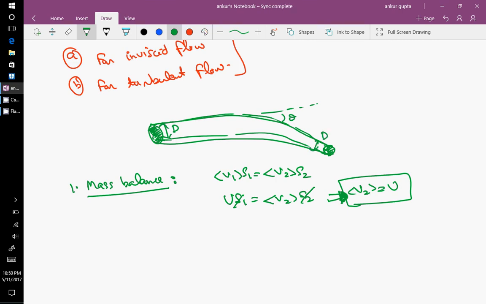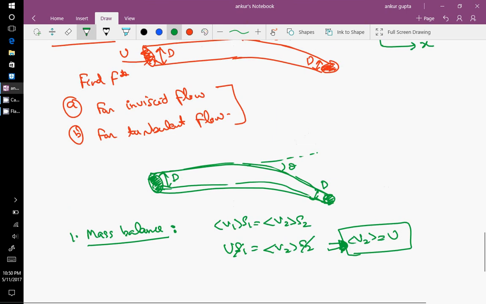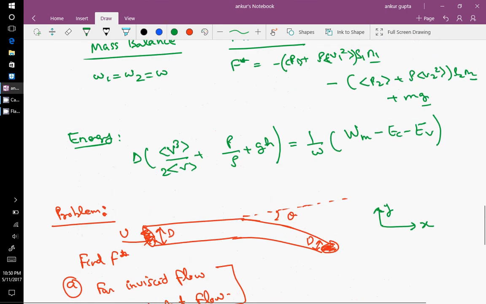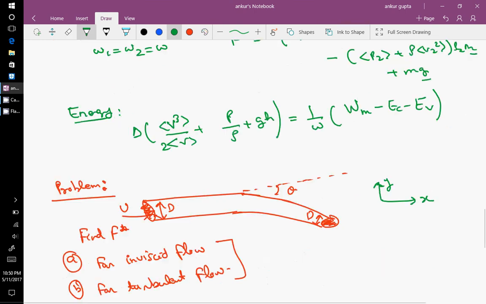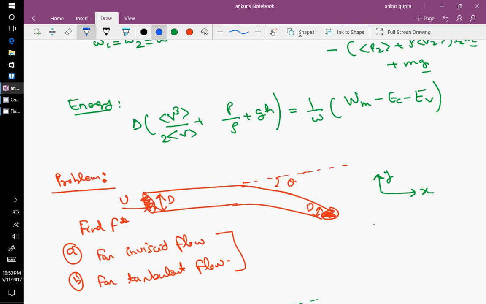The second thing we need to understand is that for calculating F star we need the pressure drops, and we have rho v square, and we can neglect the effect of gravity. Let me also clarify that we neglect gravity.